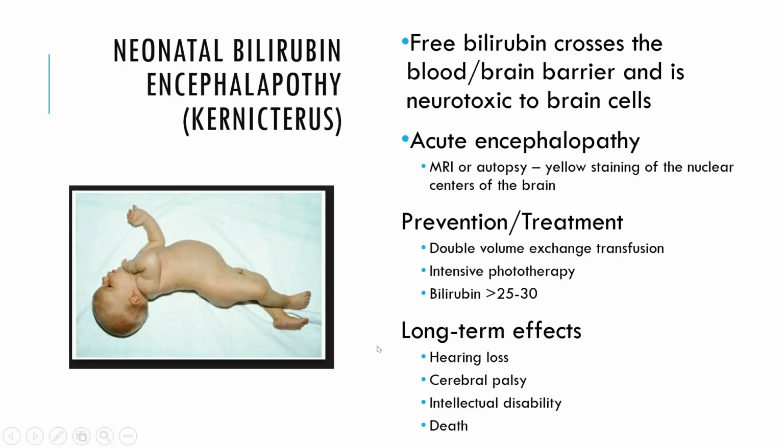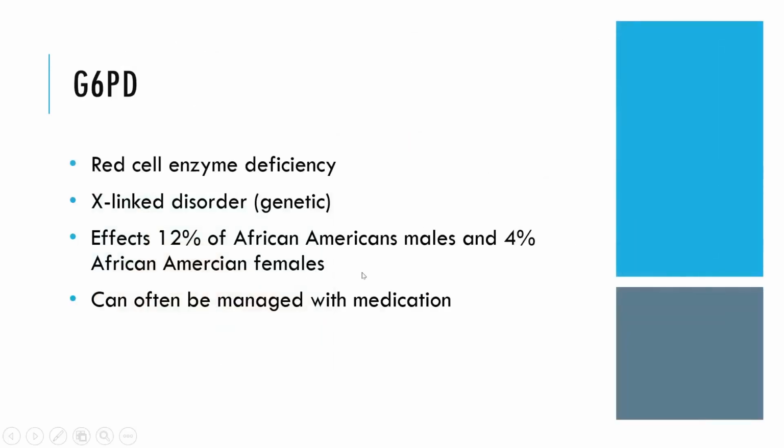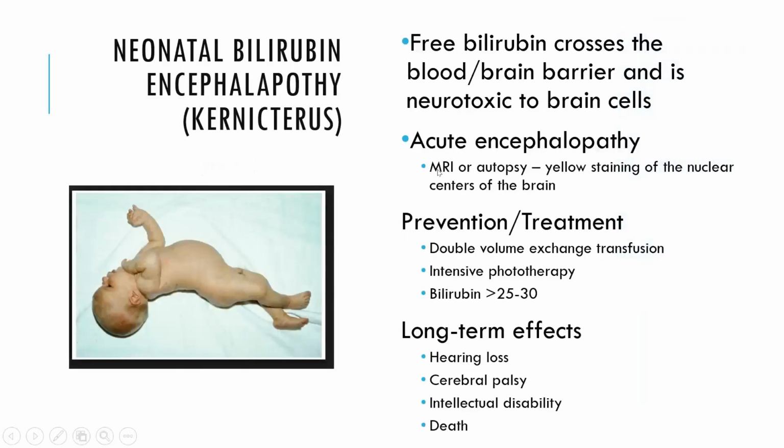These babies are miserable. It can result in hearing loss, cerebral palsy, intellectual disability. They have a high-pitched, shrill cry, and it can even cause death. So we want to avoid this. Nobody wants to see this. It's not good. And there are different stages to this encephalopathy, this neonatal bilirubin encephalopathy. So this is a very brief overview, and there are references at the end of the PowerPoint if you want to read a little bit more about it. It's a three-stage process, so we don't want to see it.